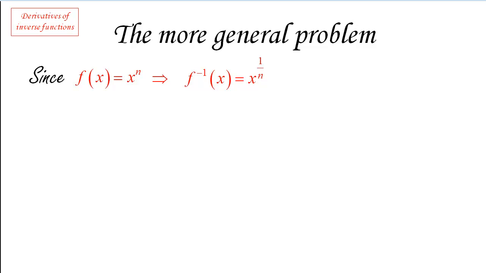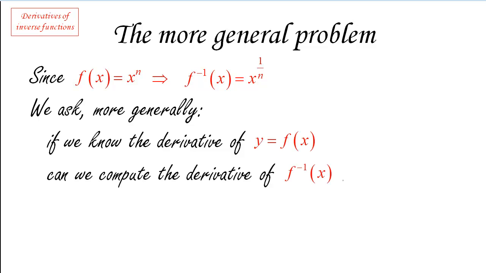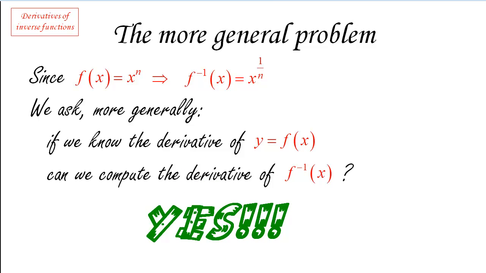And we know how to compute the derivative of x to the power n. So, more generally, we're going to ask, if we know the derivative of some function, can we in fact compute the derivative of its inverse function? Because if we can, now that we know what the derivative of x to the n is, we can get a proof for what the derivative of x to 1 over n is and confirm that it also follows the power rule. Well, fortunately, and as you can imagine, the answer to this question is yes, and here is how it works.